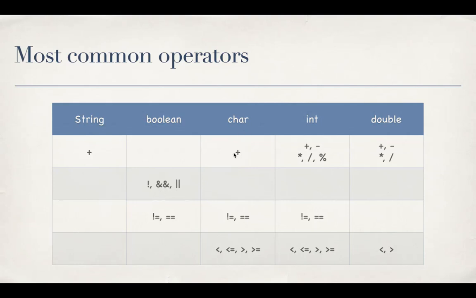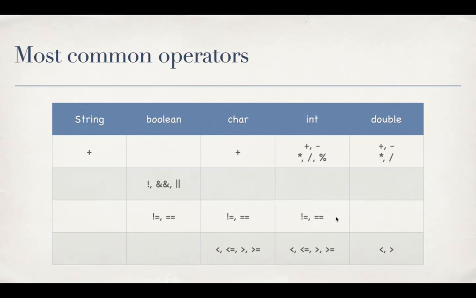Characters, you can add two characters because internally they are integers. You can also compare two characters for equality like this. And you can also compare characters for greater than, less than, and greater than or equals, because characters are basically Unicode values. And you can check whether a character is greater than or less than others, which is useful in dealing with things like sorting alphabetically.